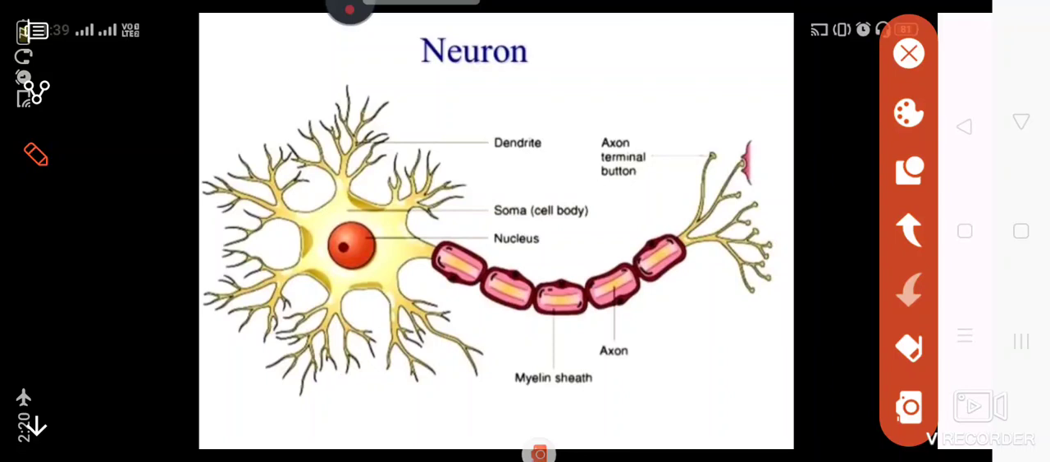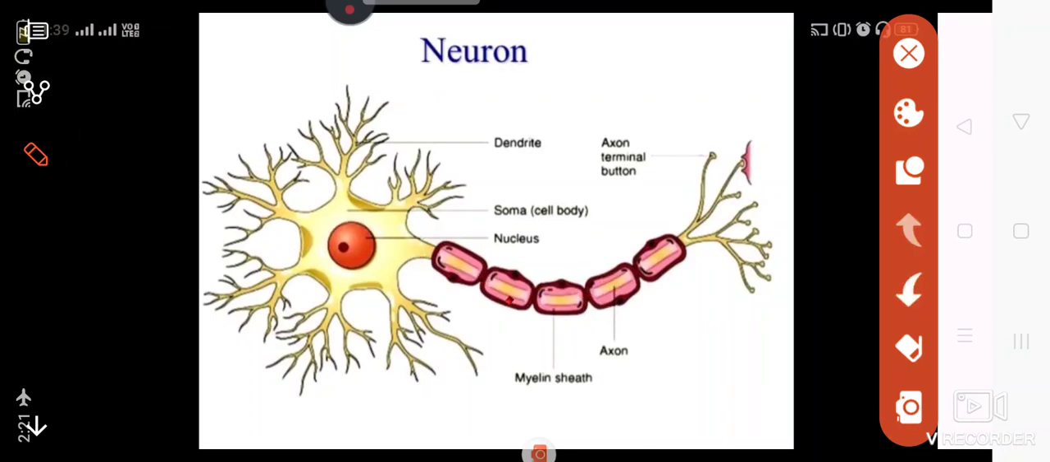If you see, this axon, this band, is covered by a kind of covering. This covering is known as the myelin sheath. Basically it is a proteinaceous sheath or cover found on the axon. Why is it present? Because the neurotransmitters which travel here have some kind of charge. These are charged particles.